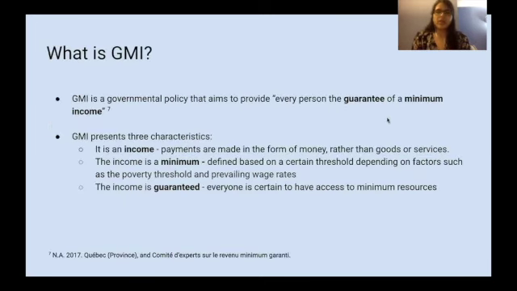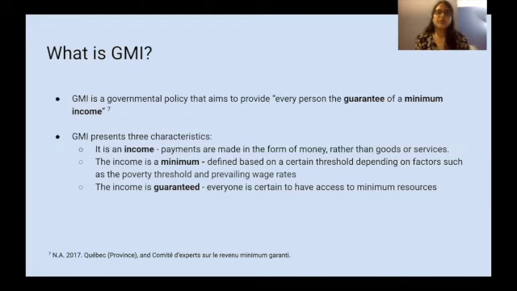Guaranteed minimum income, or GMI, is a governmental policy that aims to provide every person the guarantee of a minimum income. So unlike UBI, or universal basic income, which applies to every person regardless of their income level or employment status, the GMI only provides assistance or applies to individuals who meet a certain income level criteria.